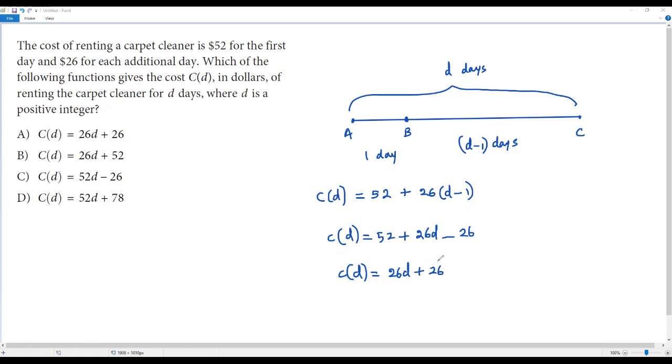Here, I got the function C of D, which gives the rent of the carpet cleaner for D days. We find this function in answer choice A. The correct answer choice for this question is A.